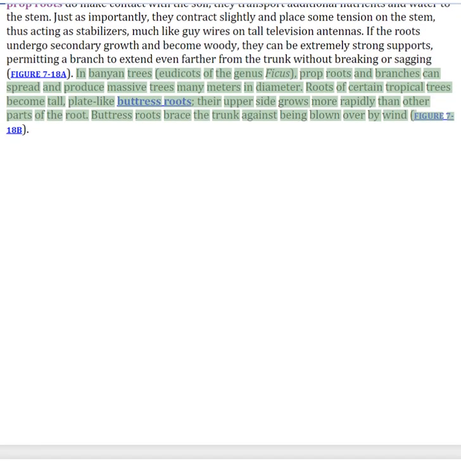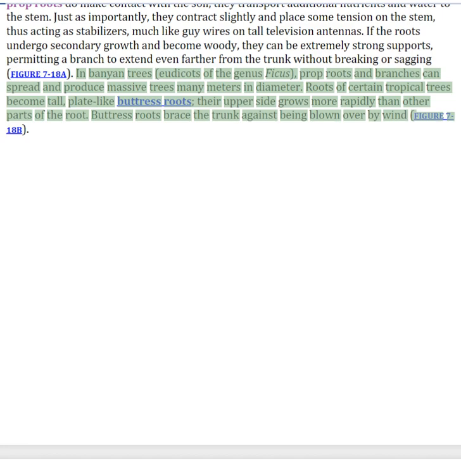In banyan trees, prop roots and branches can spread and produce massive trees many meters in diameter. Roots of certain tropical trees become tall, plate-like buttress roots. Their upper side grows more rapidly than other parts of the root. Buttress roots brace the trunk against being blown over by wind.